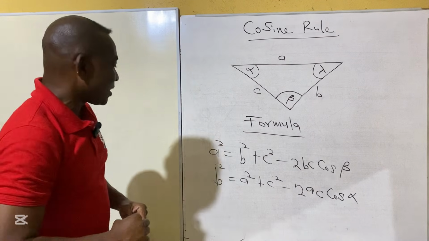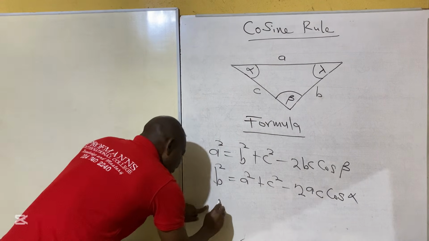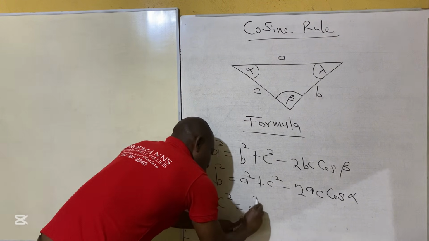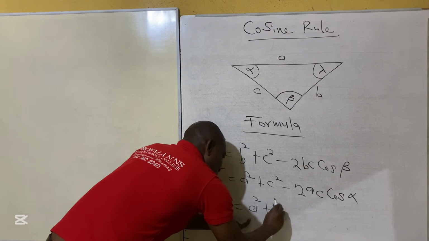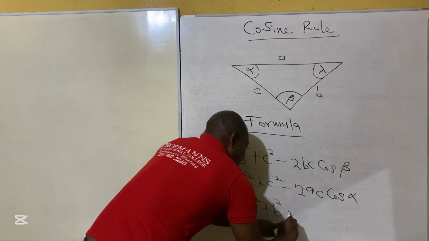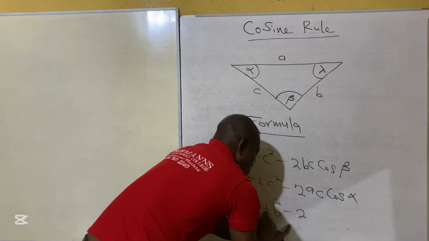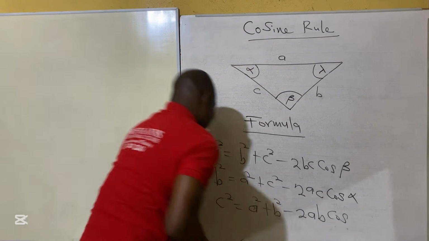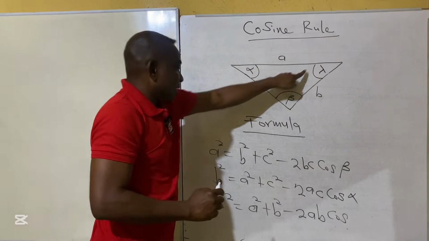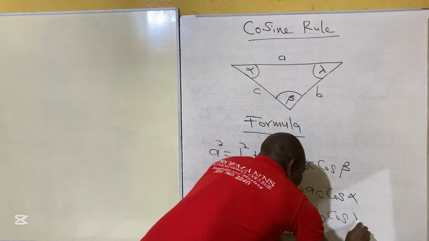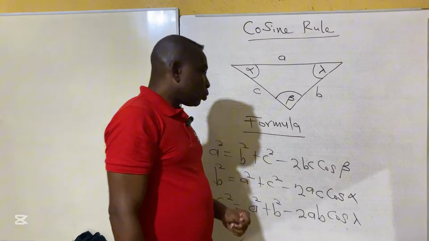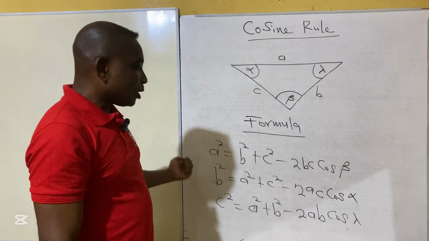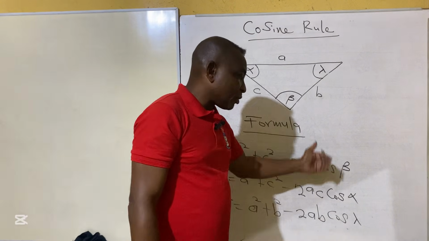So if we want the other side, which is C, it is going to be C squared is equal to the other sides A squared plus B squared minus 2AB cos the angle opposite the side C, which is lambda. If we want to calculate for the angles, we just manipulate these equations and make the respective angle the subject.